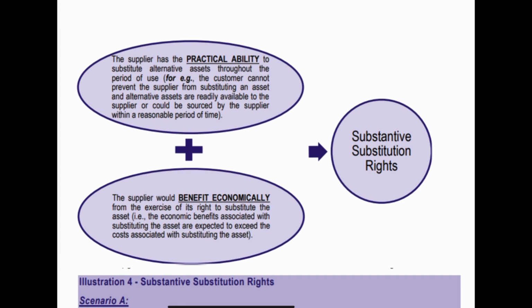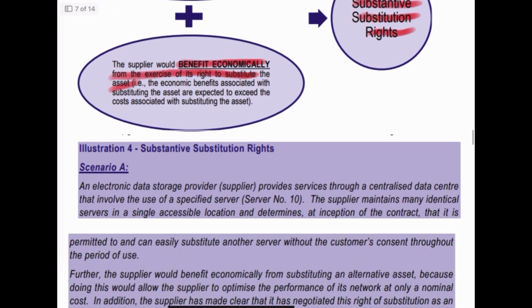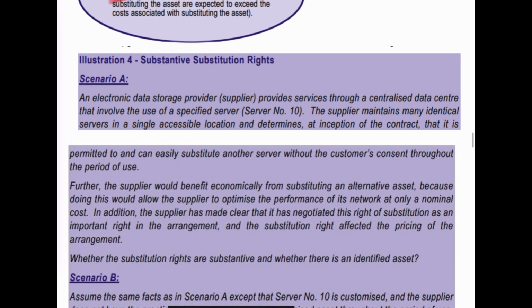First, the supplier has the practical ability to substitute alternate assets. So there should be a practical ability. And second, the supplier would benefit economically from the exercise of the right to substitute the asset. If these two conditions are met, then a substantive substitution right is there. Okay, let's take some examples to understand the substantive substitution right concept clearly.